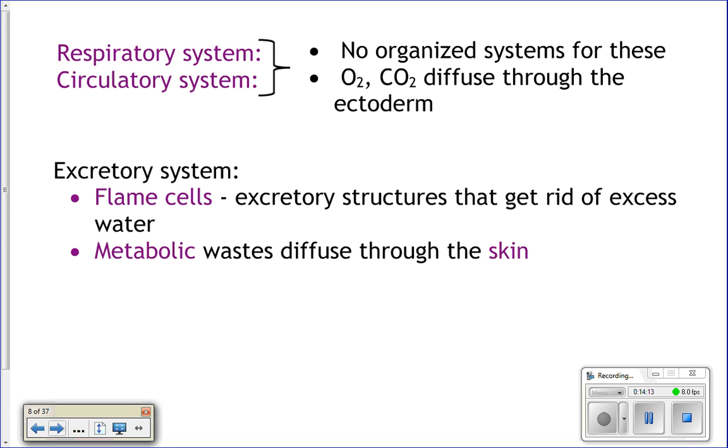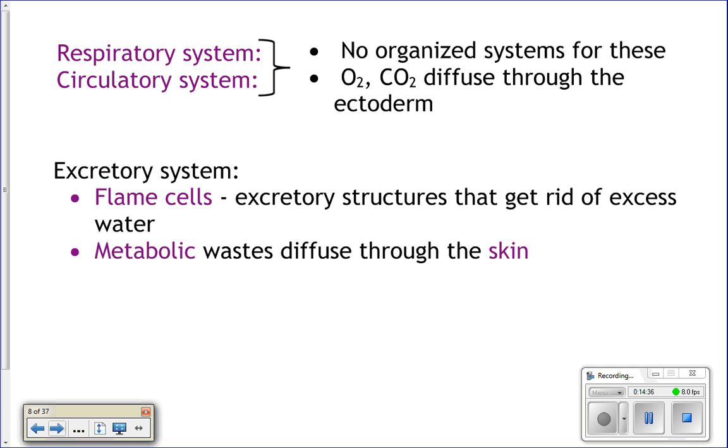But for any other waste products, they actually have these things called flame cells that they'll use in order to filter the body fluids. These little flame cells are called flame cells because they've got a bunch of cilia, little hair-like extensions off the cells, and those cilia beat, and so it looks like that little cell's on fire. So that's why they're called flame cells.